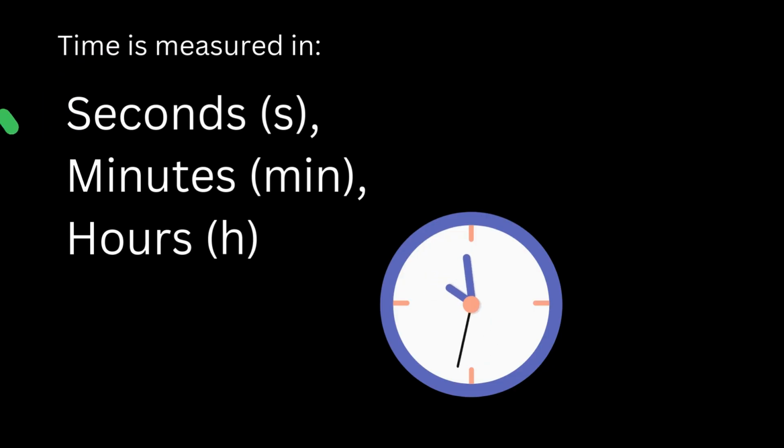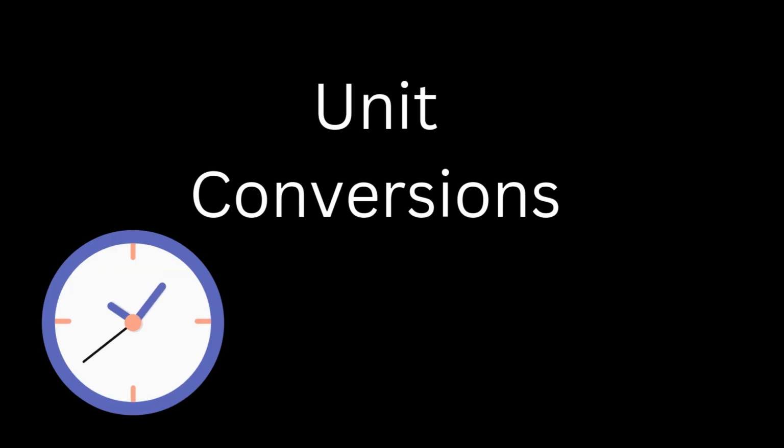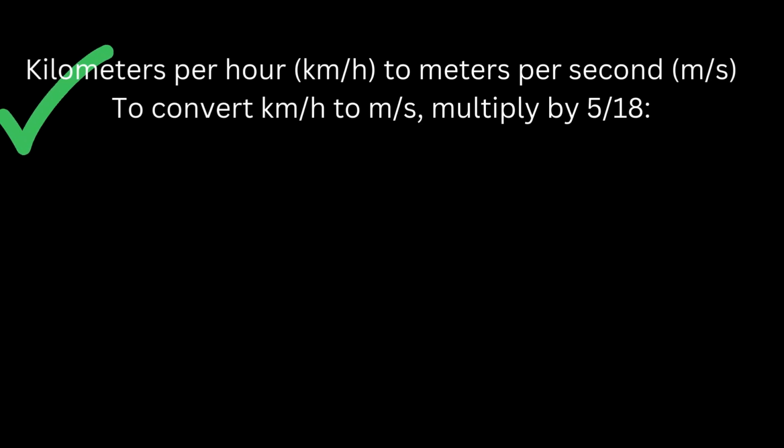Okay, let's see for hours. It is represented as h, used for long distance travel and scheduling. Many problems require conversion between different units to maintain consistency. Let's see some problems for speed conversion.